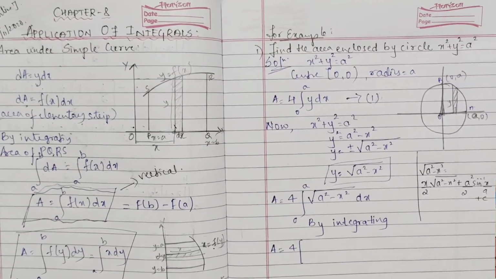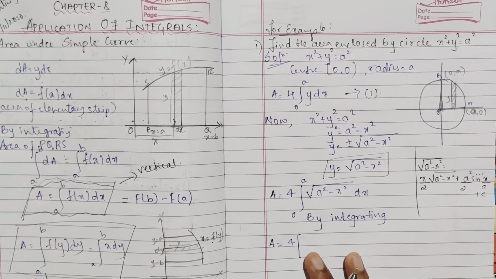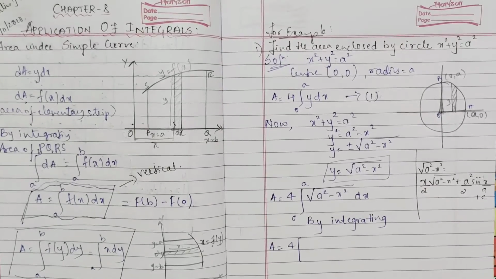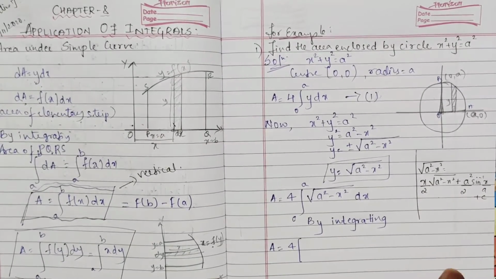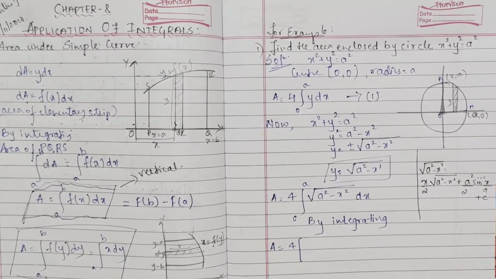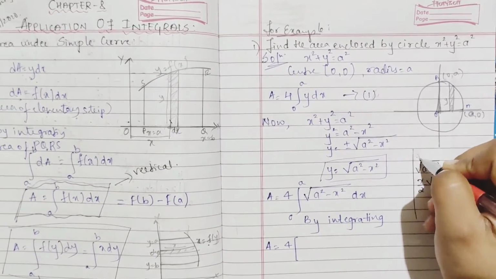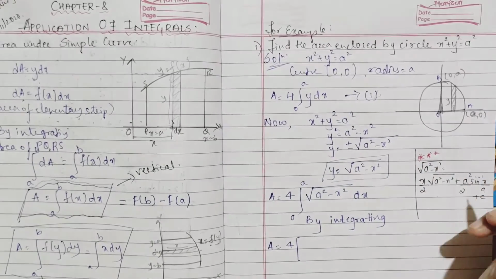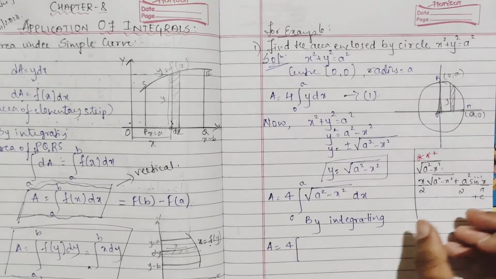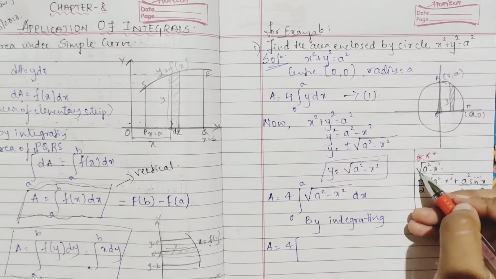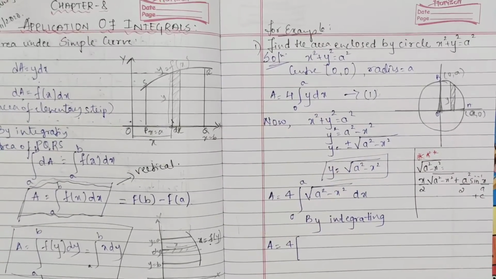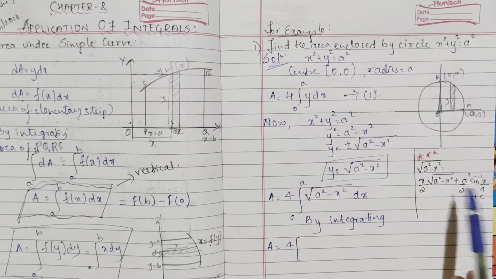plus c. In this area of integrals, this formula is used the most. This root of a square minus x square is used the most, so please remember this formula. I am putting a star mark 2 on it, as this part is very important. In most problems you will end up with root of a square minus x square only. So remember this standard formula.